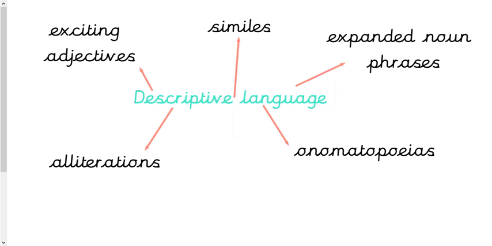So referring back to the success criteria, you have to use some descriptive language. Here are just some ideas which you could use. So exciting adjectives, use your alternative adjective sheet or a thesaurus for that. Similes, expanded noun phrases, onomatopoeias, which you should use anyway because it's a comic strip, and alliterations. We've been through this before, so I'm not going to go through it in too much detail.